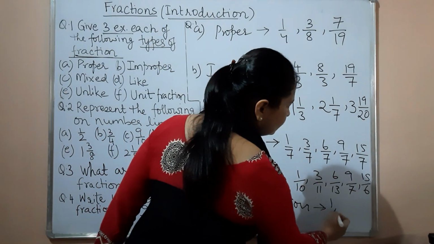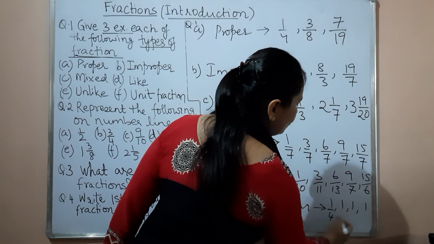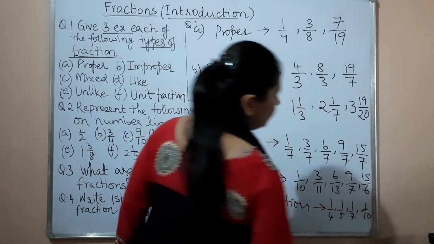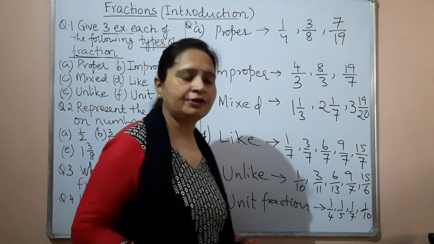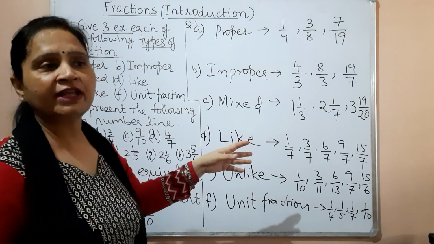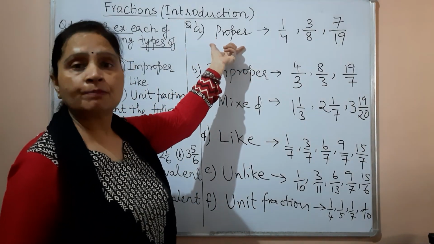In unit fraction we have 1, say here 4, here 5, here 7, here 10. These are unit fractions. Now we just have to observe. I have already written the examples. We just need to observe each one of them and find out what the definition of each one of them is. What is proper fraction?